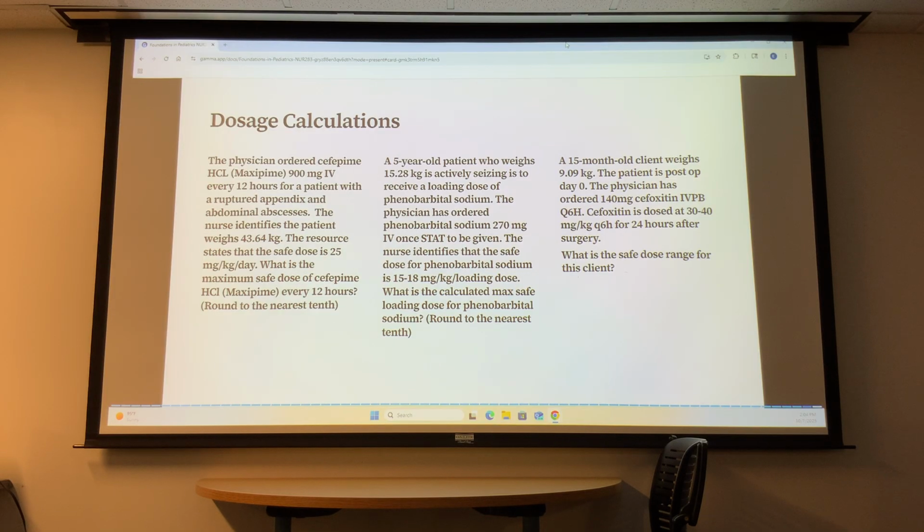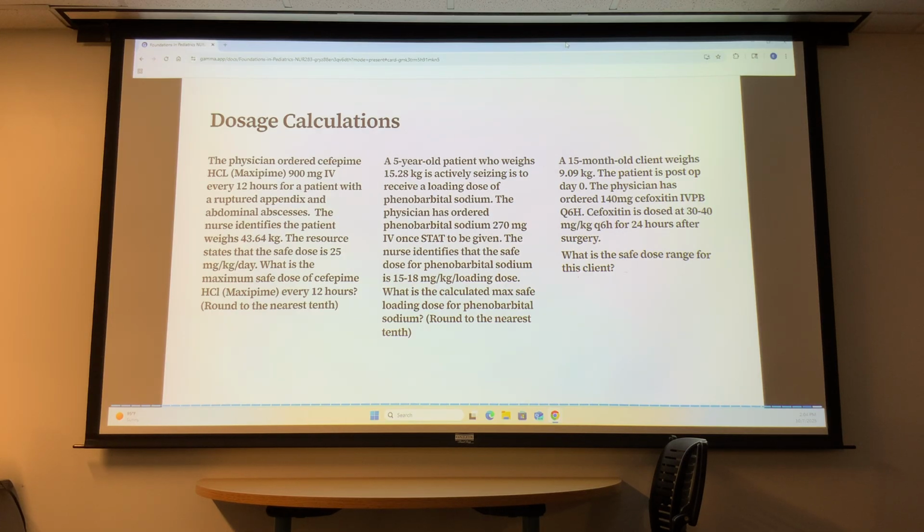Okay? So your resource is given to you per day, but your physician ordered it every 12 hours, which we know is 2 doses per day, right? So if this is per day, we're giving 2 doses every 12 hours. Our max safe dose should be this, right? So if you had that order, what would you do? Call your physician, right? Because they ordered 900 every 12 hours, but your resource says that your max is only 545.5, right?